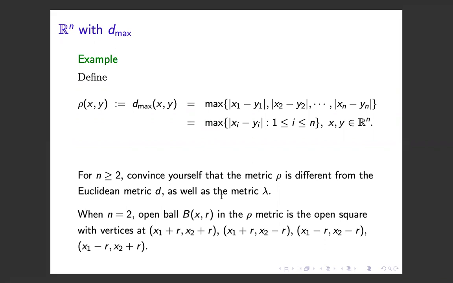The open ball in this metric, with center x and radius r, is basically an open square of side length 2r with x at the center. So you can easily draw the picture of this open ball in this metric.